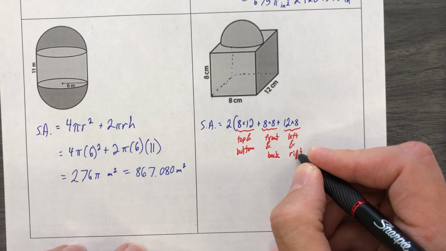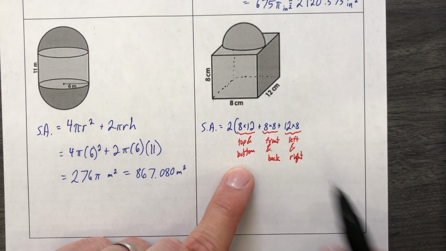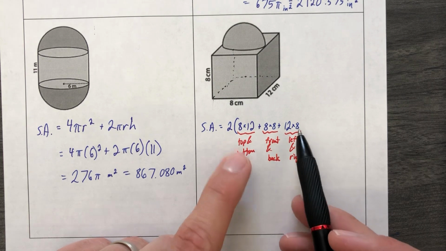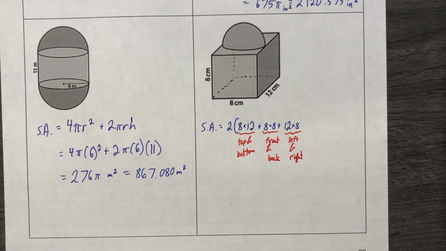Now, hopefully you're noticing a few things here. This top and bottom and the left and the right are the same thing. They're both 12 by 8. So I really could combine this one and get two of them and then double that and get four of them. Not going to go there. Just don't want to. Okay, that would be if that hemisphere wasn't there. But that hemisphere is there.